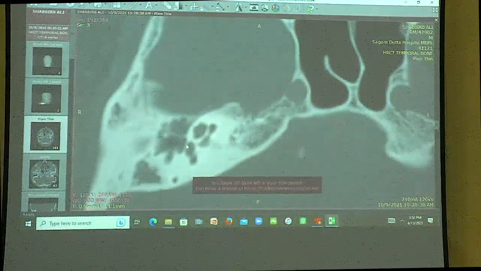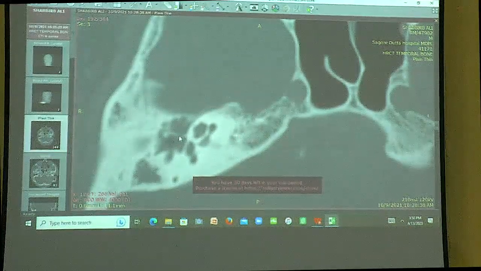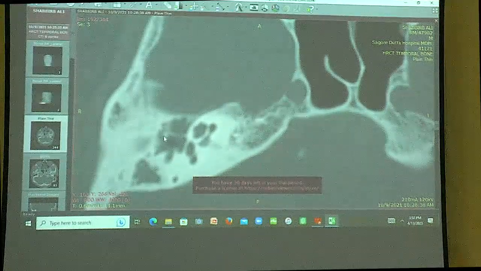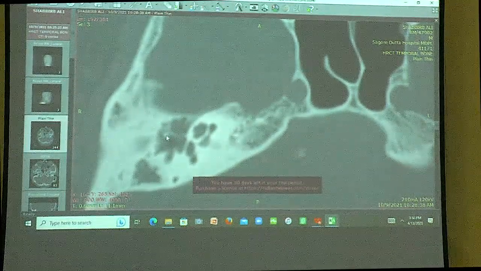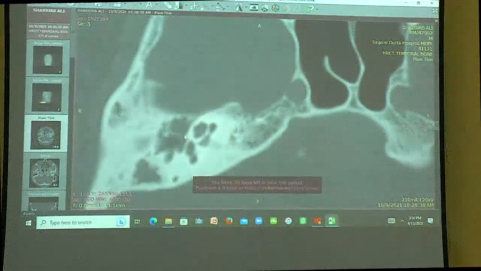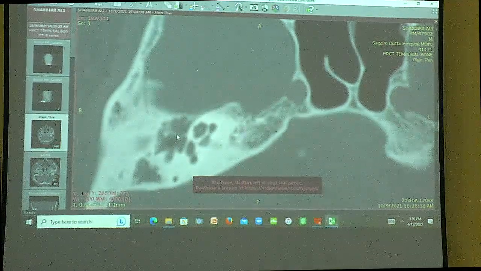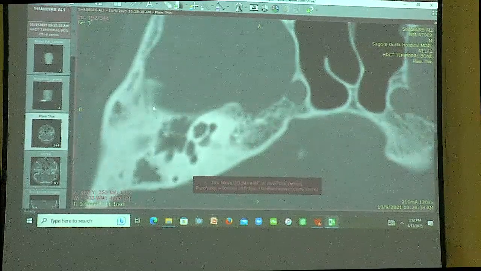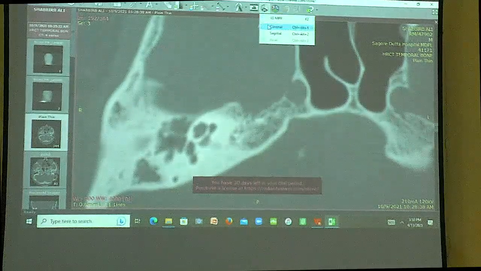Here we can see the foot plate very clearly, okay, but we cannot see the superstructure, and this is the long process of the incus, right? So there is nothing between the long process and the foot plate. So for all practical purposes, we can say that the IS joint is eroded. Is it clear? So you have to look for bone erosion, and on the coronal section, we can reformat it from here itself.